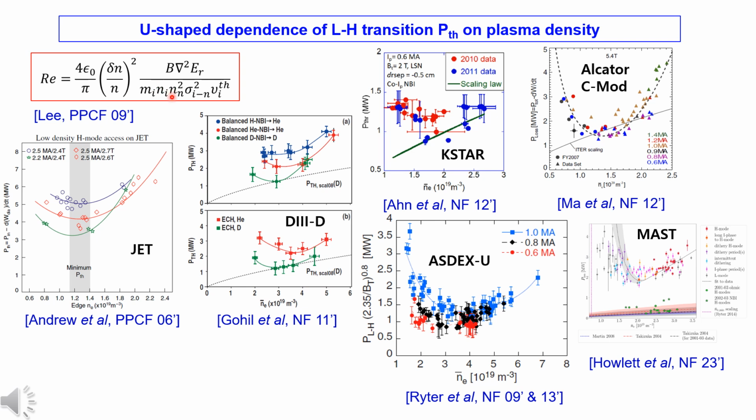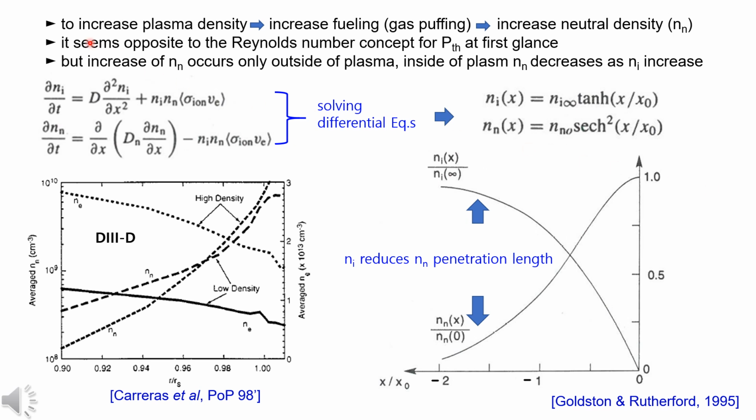The Reynolds number has plasma density in the denominator, so the left side of the U-shape is in agreement but the right side looks not matched. However, there is a hidden parameter, which is neutral density. To increase plasma density, we put in more neutrals as fuel, so it seems opposite to the Reynolds number equation at first glance, but the increase of neutrals occurs only outside of the plasma. Inside, it decreases as plasma increases.